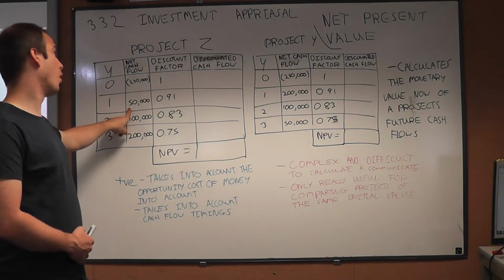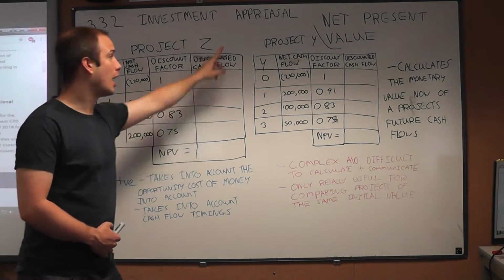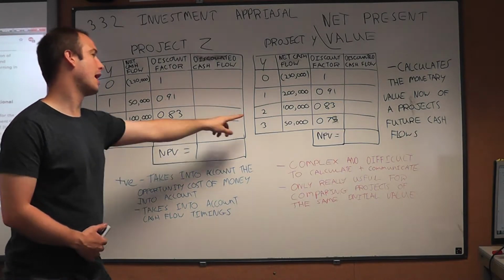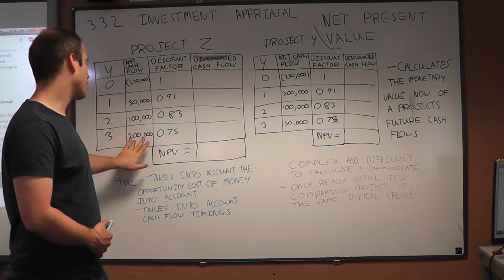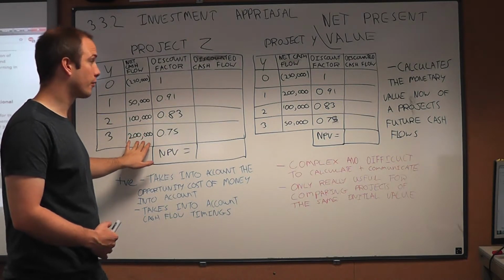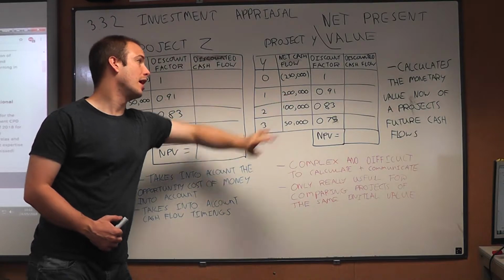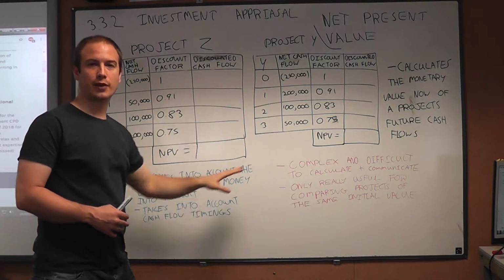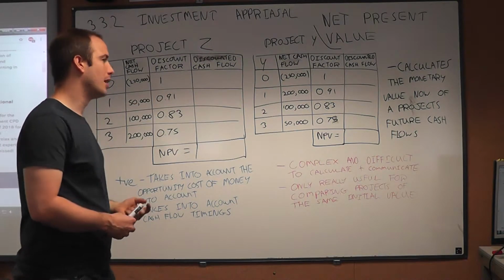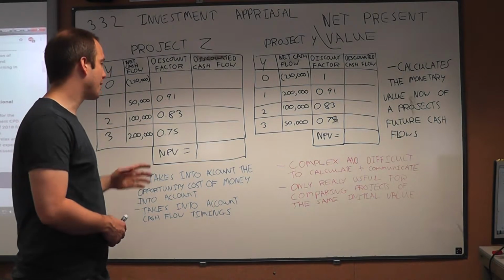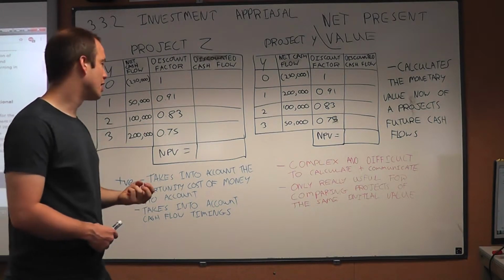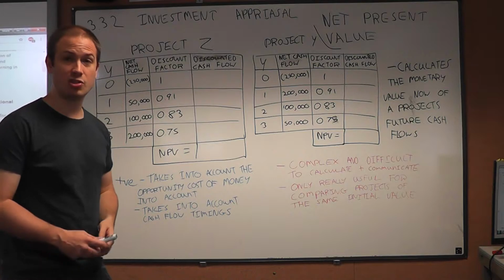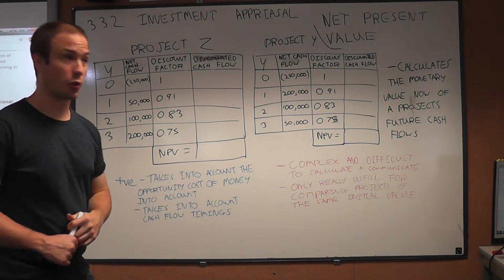As you can see, in year one, Project Z has £50,000, and Project Y has £50,000 in year three. They both have £100,000 in year two, and the £200,000 for Project Z comes in year three, and £200,000 comes in year one for Project Y. Although these cash inflows have the same nominal value, because they're coming at different times, they will end up having different values to the business in terms of net present value. So we're going to demonstrate this numerically by calculating these.